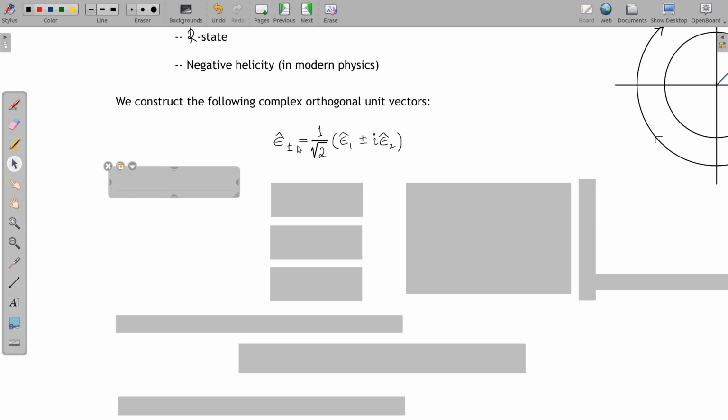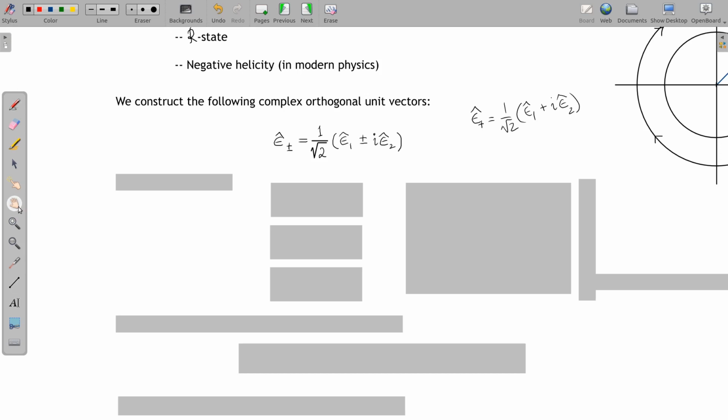Both of these unit vectors, that is epsilon plus and epsilon minus. So we can see here this epsilon plus, the way it is defined, you just have to take the upper symbol. So we have 1 by root 2 epsilon 1, and then we take the upper symbol, which is plus i epsilon 2, and for epsilon minus we have to take the lower symbol. So that's how we find out.